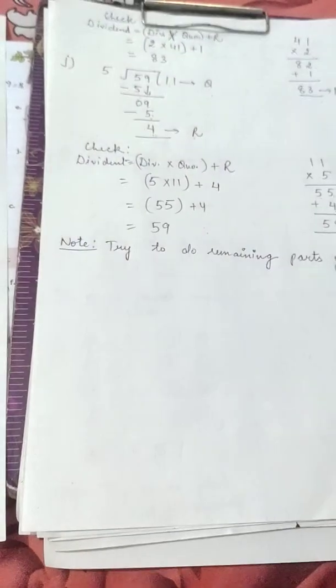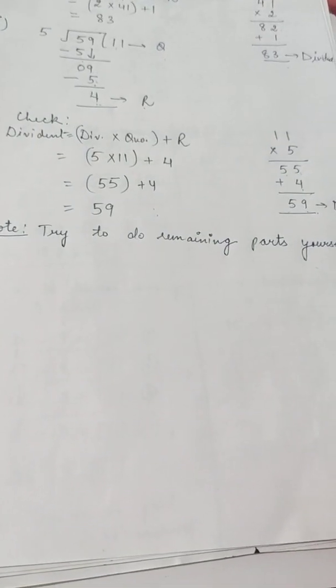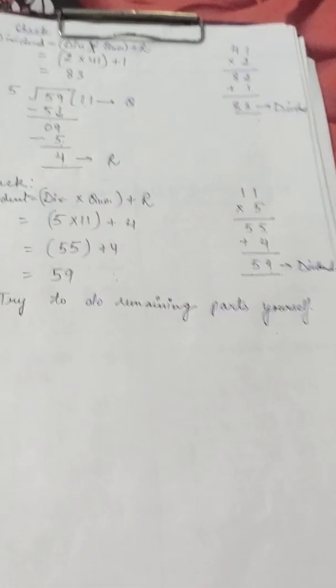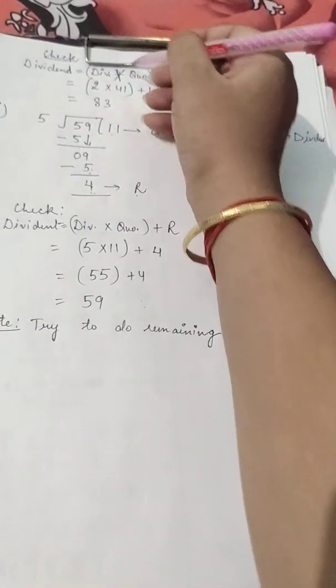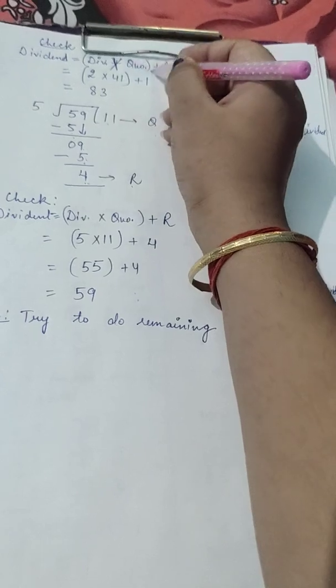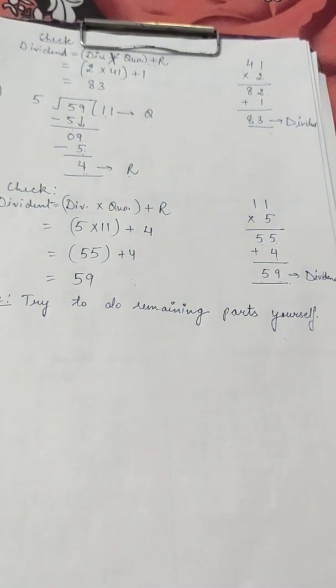Clear? Next you have to try all the remaining parts. If any doubt is there, you can ask that in your WhatsApp group. And please do this correction: divisor into quotient, not plus quotient.